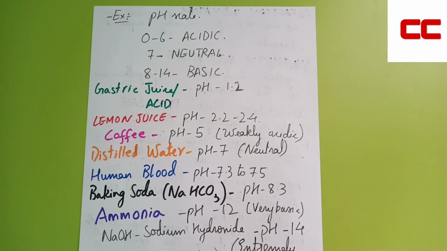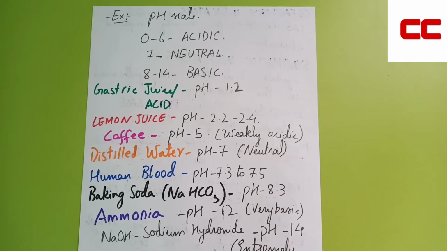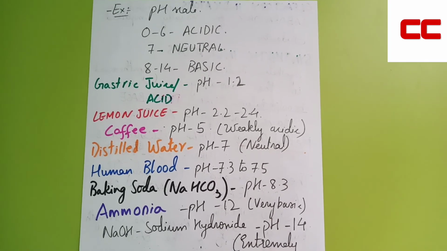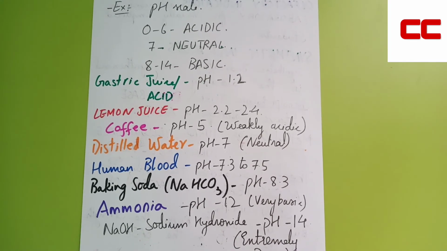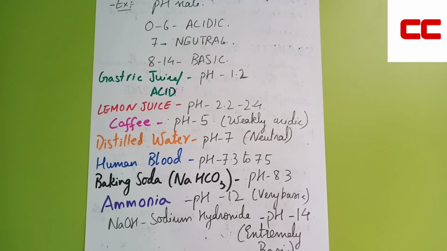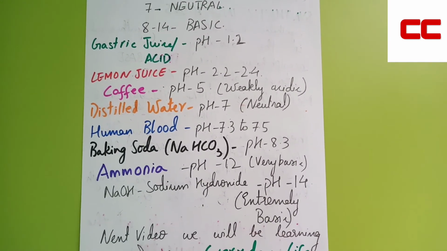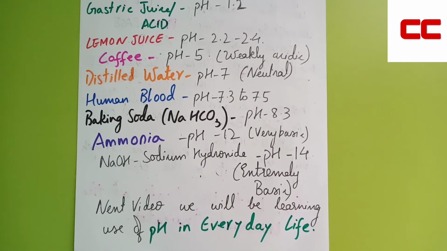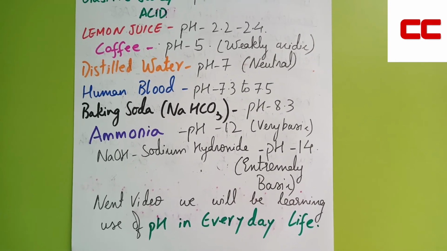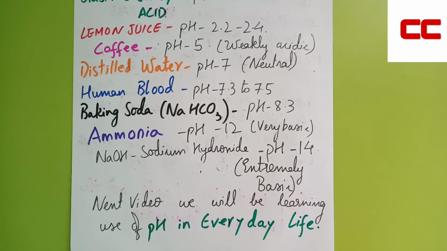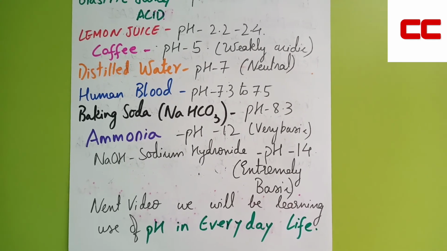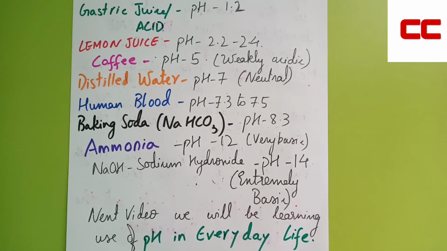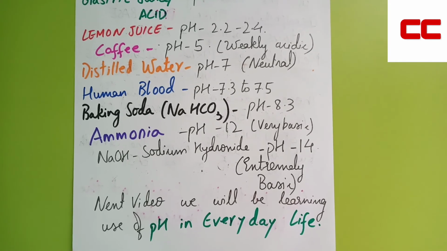And coming to baking soda, I have already told you the formula in the previous videos: it is NaHCO3. And sodium carbonate is Na2CO3. Please don't get confused between baking soda and sodium carbonate. The pH value of baking soda is 8.3. And ammonia's pH is 12. 12 means very basic because it is very near to 14. 14 is the highest value of basic character. The strongest base is sodium hydroxide, NaOH, whose pH value is 14. That means it is extremely basic.